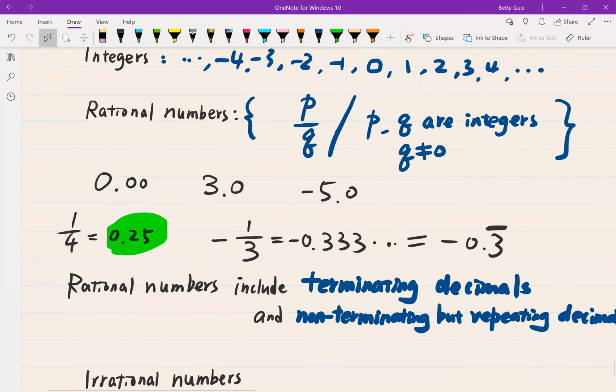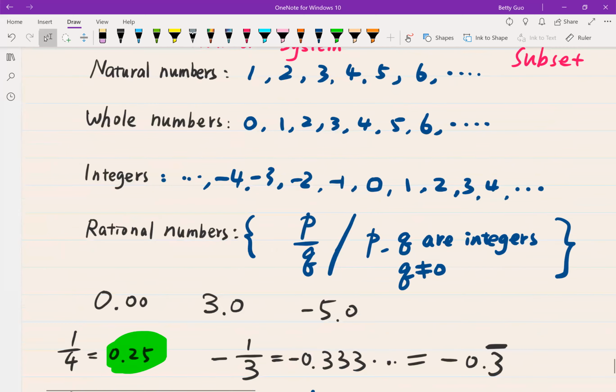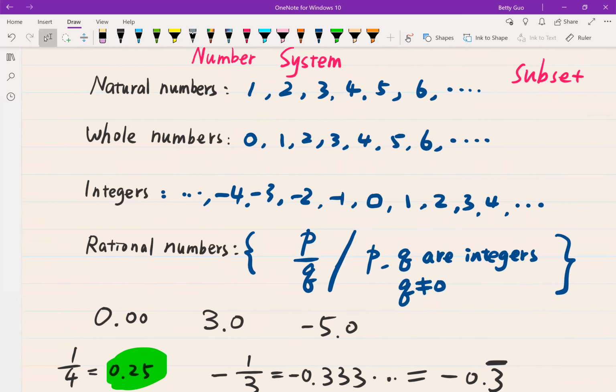So this is how we understand rational numbers. It is more complicated than natural numbers, whole numbers, and integers. So far, let's look at those number sets. The natural number set is a subset of the whole number set. The whole number set is a subset of the integer set. The integer set is a subset of the rational number set.